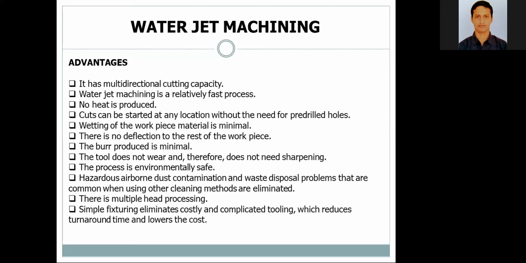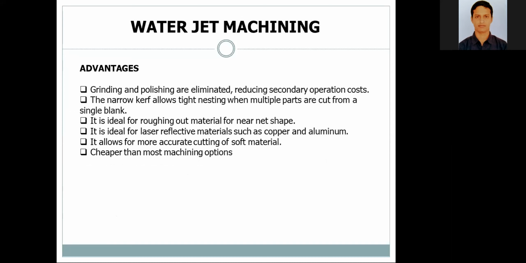There is multiple head processing. Simple fixturing eliminates costly and complicated tooling, which reduces turnaround time and lowers the cost. Grinding and polishing are eliminated also, reducing secondary operation cost. The narrow kerf allows tight nesting when multiple parts are cut from a single blank. It is ideal for roughing out material for near net shape.